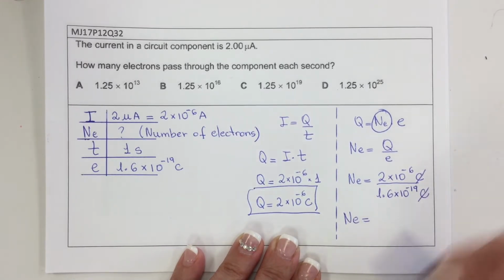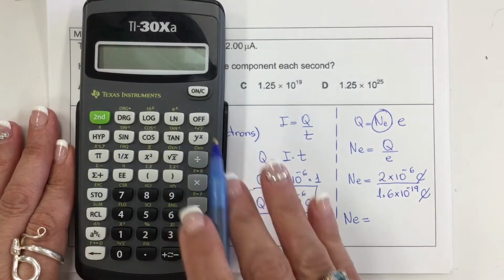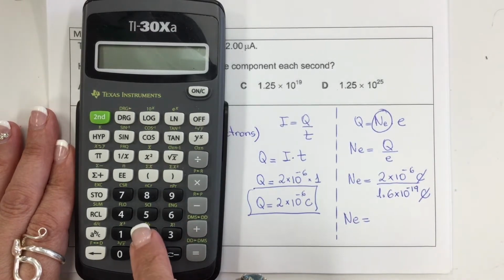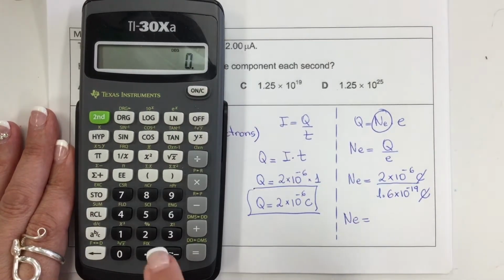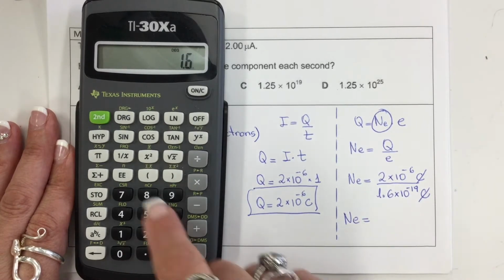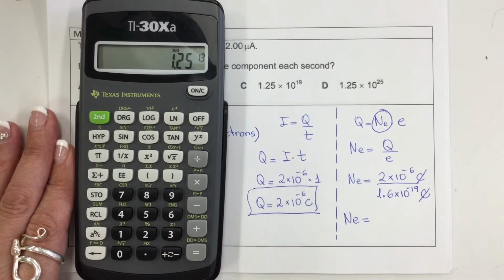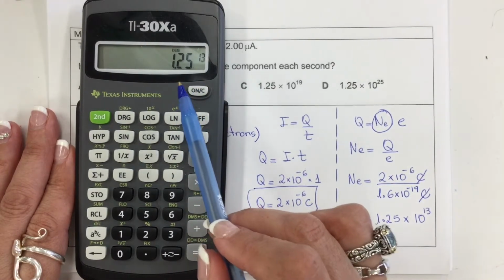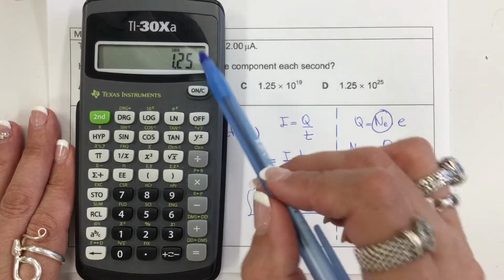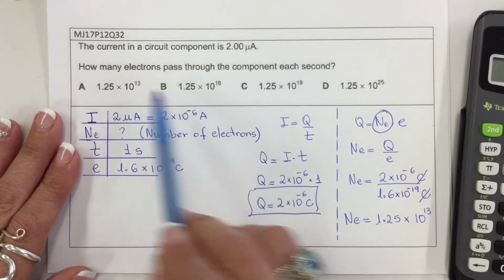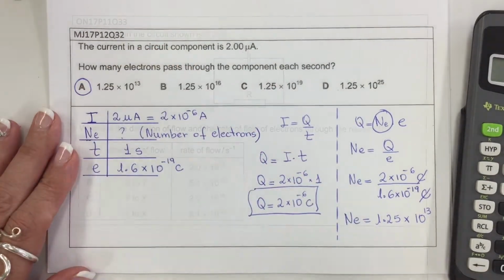Cancel units here. So I'm going to bring my calculator to show how to type all this in your calculator. Let me start like this: 2 EE negative 6 divided by 1.6 EE negative 19. That's my answer, 1.25 times 10 to the 13 power. So I look at my selection. Okay, looks like it's A.